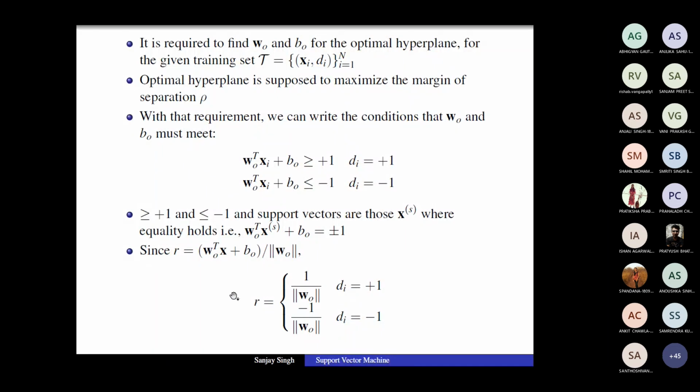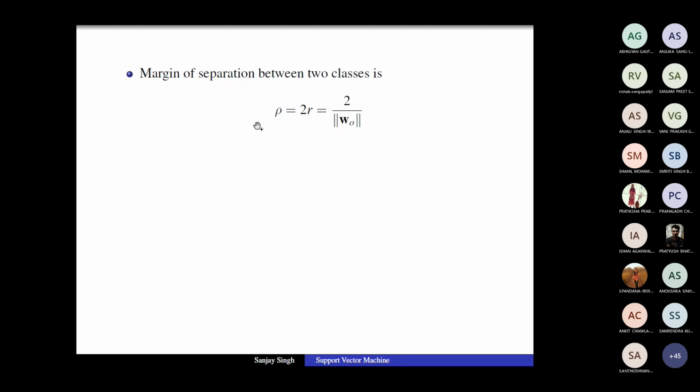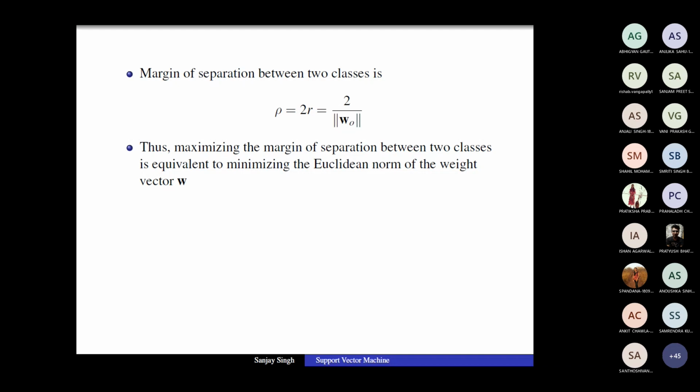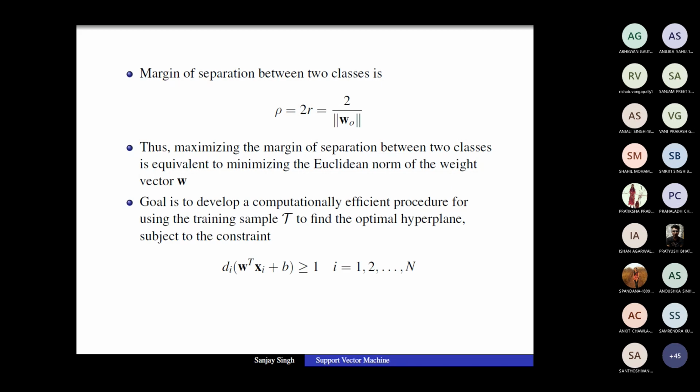So r, which I have already defined, could be 1 by W0 and minus this one. So we have already seen that the margin of separation between the two classes is rho equal to 2 by W0. And to maximize this one, we have to minimize the Euclidean norm of the weight vector. That is obvious. Now we have to rewrite this. The goal is to develop a computationally efficient procedure for using the training sample T to find the optimal hyperplane, subject to this constraint.